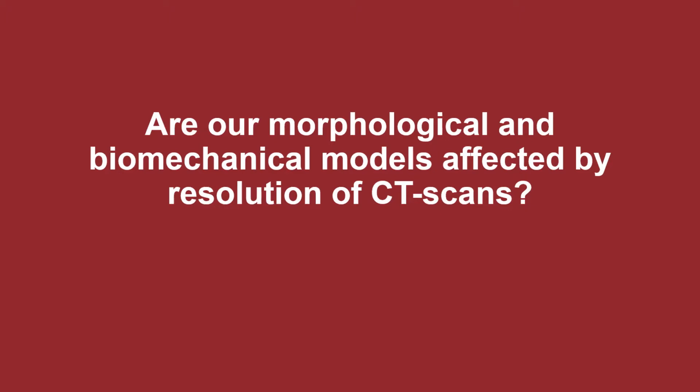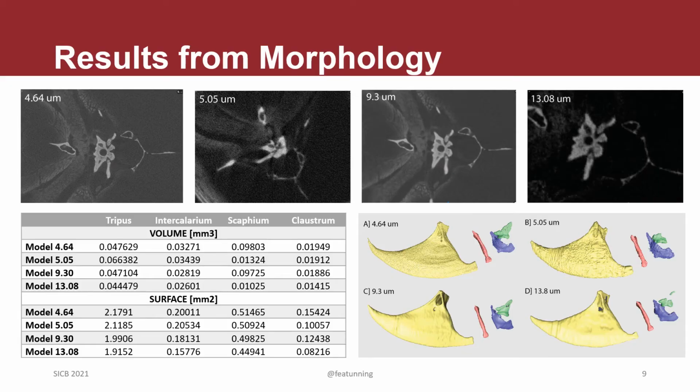At this point, the question we want to answer today is if our morphological and biomechanical models are affected by the resolution of CT scans. To do this, we first observe the original ossicles from dissection and the visualization of CT image, pointing out that the larger the structure, the less the difference between models.